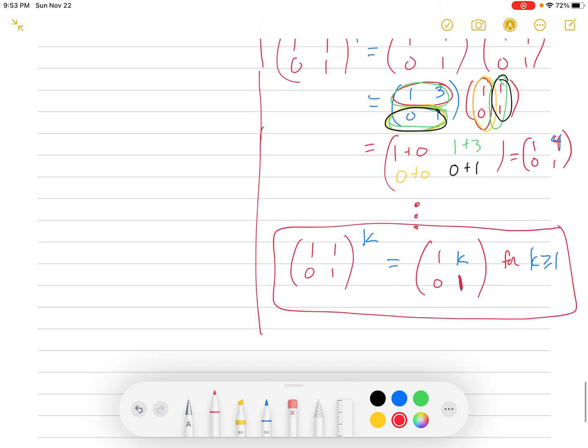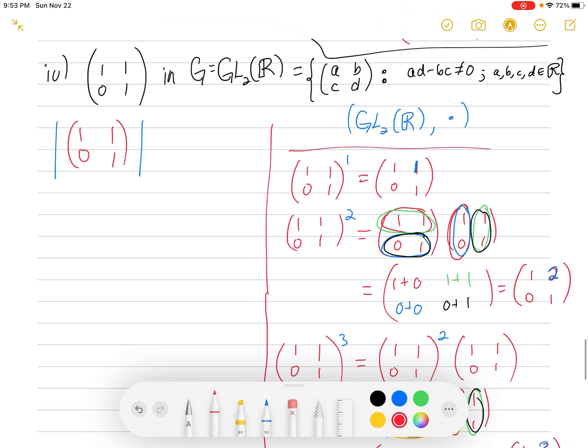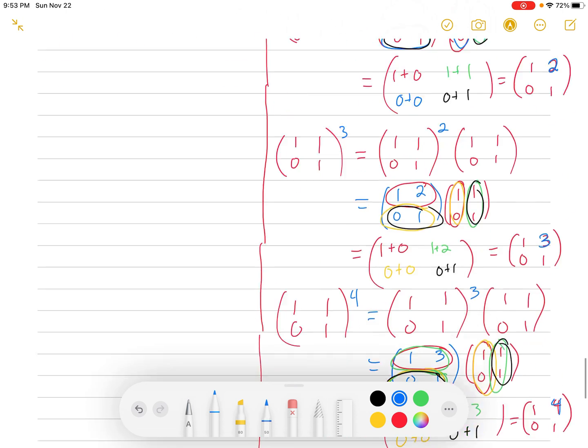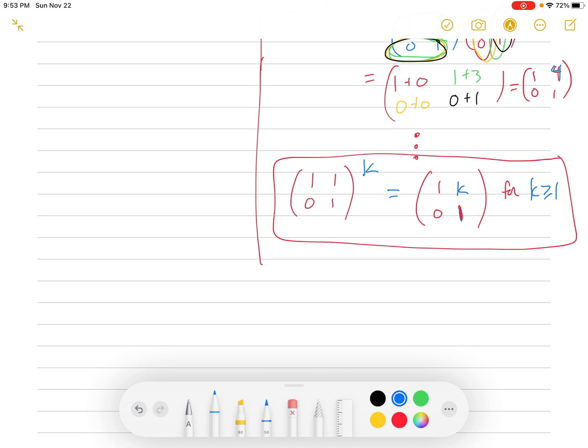So what does that mean? If you never can find a positive integer to raise your matrix to as an exponent to get the identity matrix, that means it has infinite order. So we write this is equal to infinity. The order of that element is infinity because you can never raise it to a positive exponent to get the identity matrix.